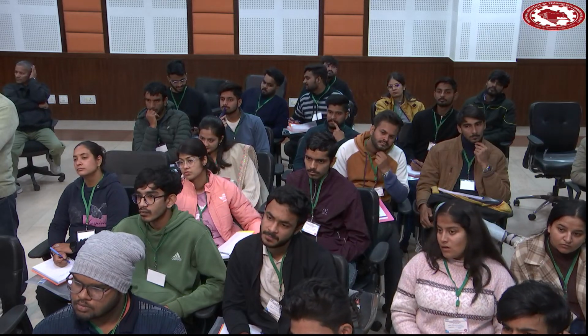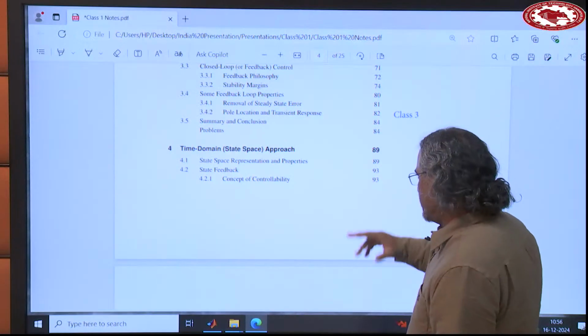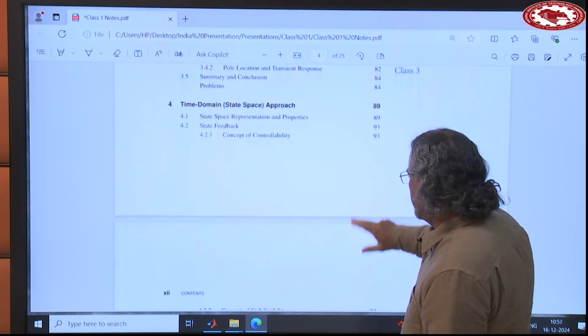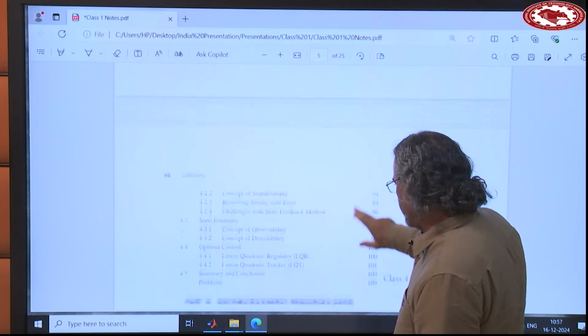One class will be on control systems in state space domain or time domain. So state feedbacks and optimal control and those things. So one class again on this topic.